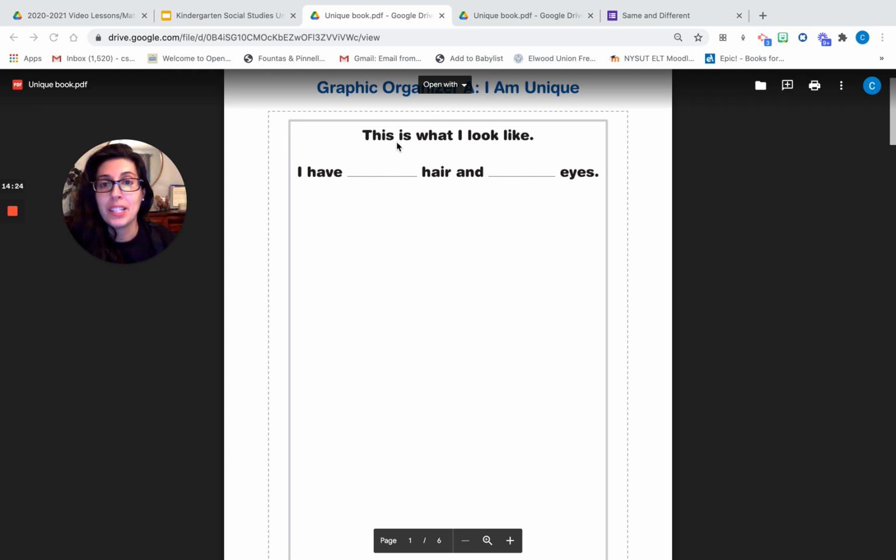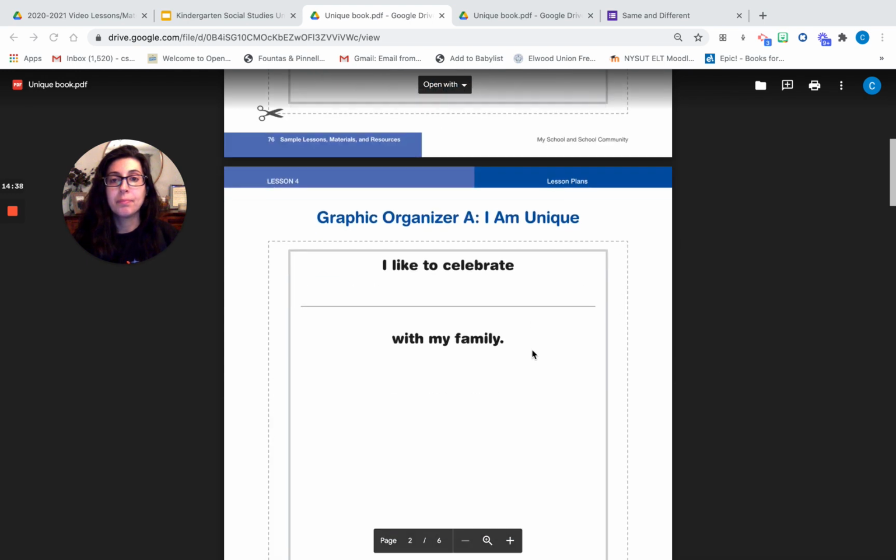Okay, so this page says, this is what I look like. I have blank hair and blank eyes. So I would say, I have brown hair and brown eyes, and I would draw a picture of my face.